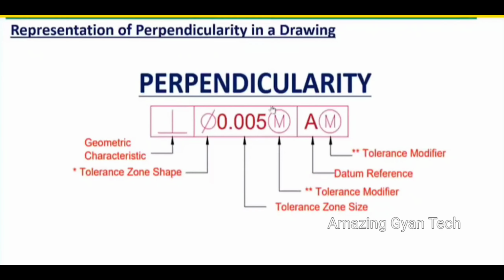A typical representation of the perpendicularity symbol using the feature control frame will look like this. As per this, what we can read is that the feature to which this feature control frame is attached should have a perpendicularity tolerance of 0.005 when it is at maximum material condition. That too, a cylindrical tolerance zone of 0.005 at maximum material condition with respect to datum A, when the datum feature A is at maximum material condition.